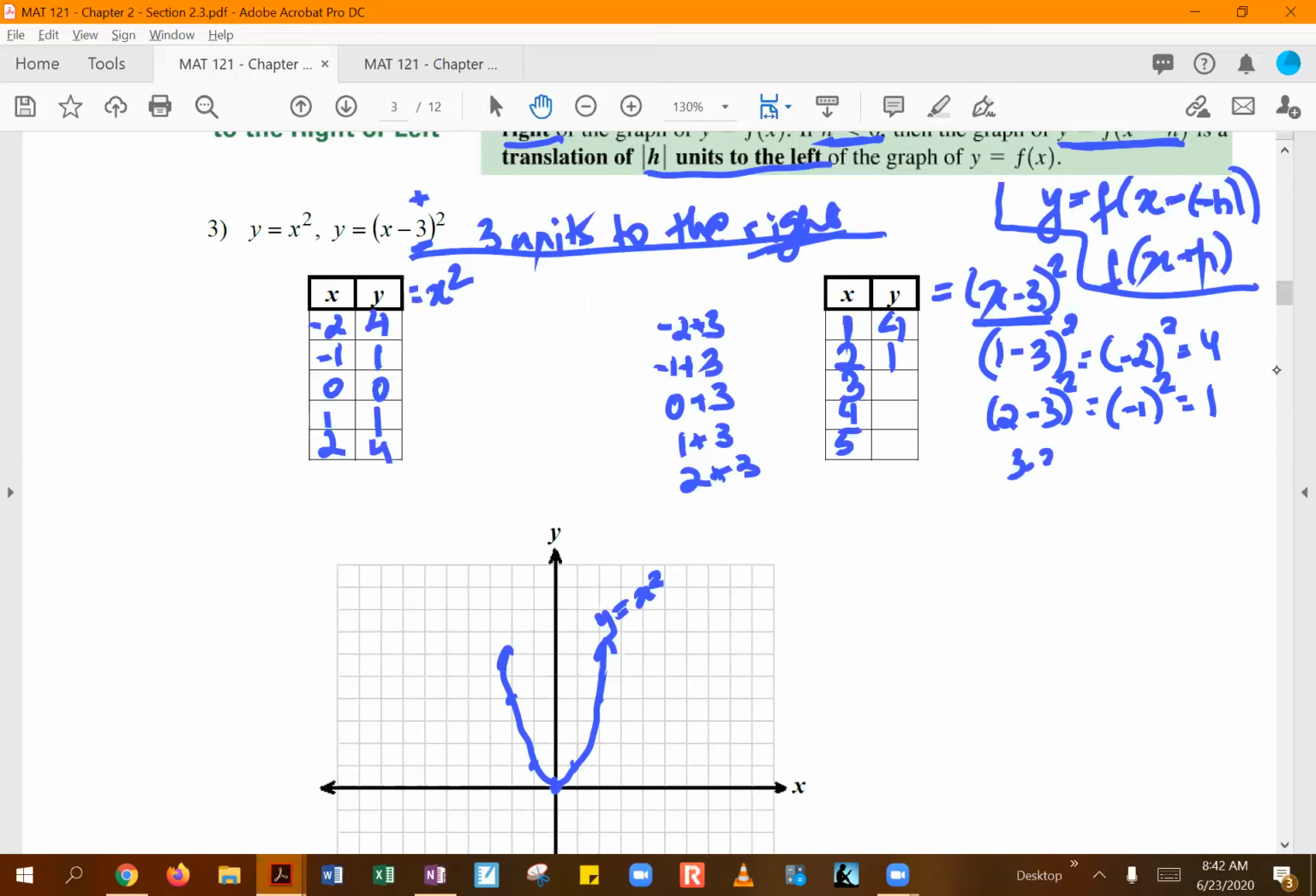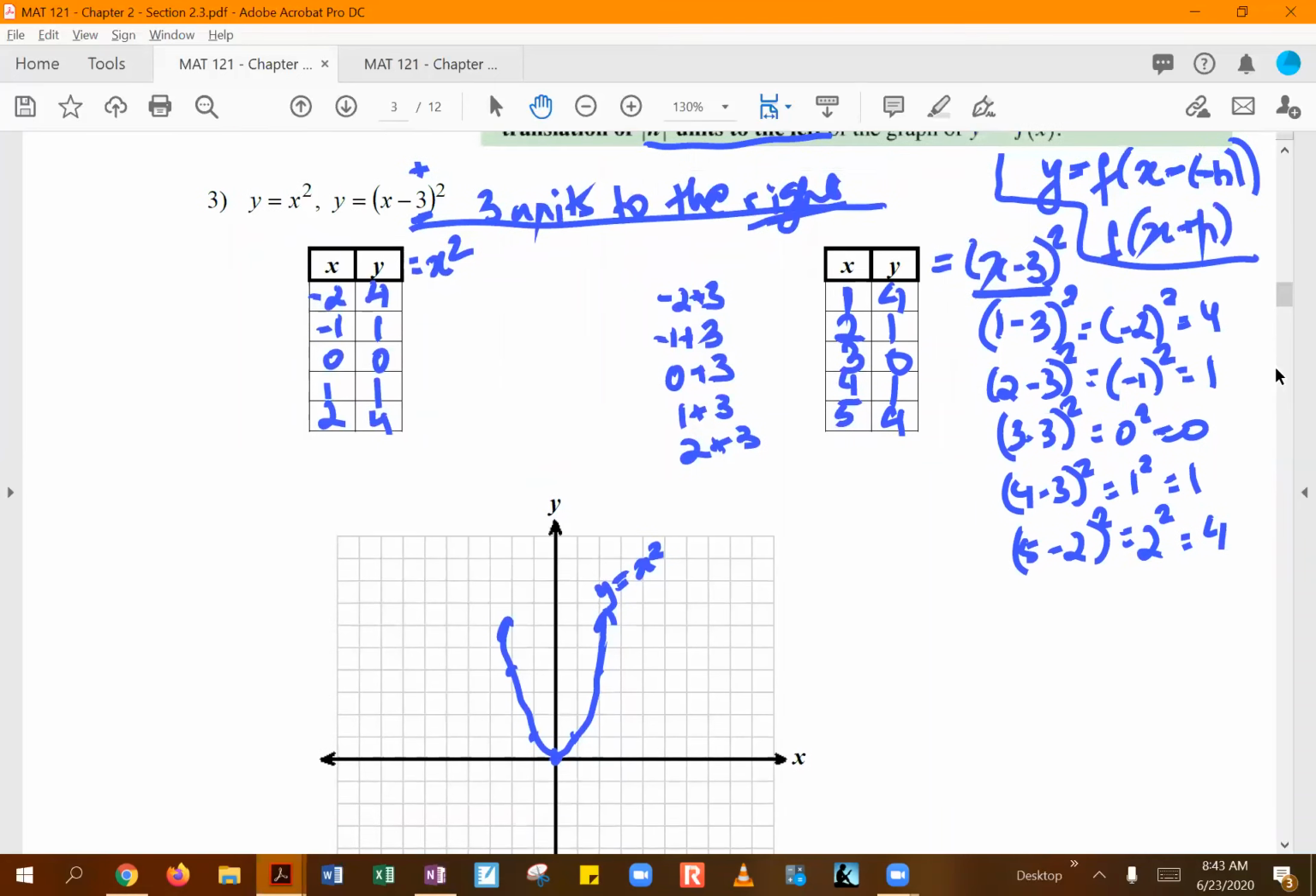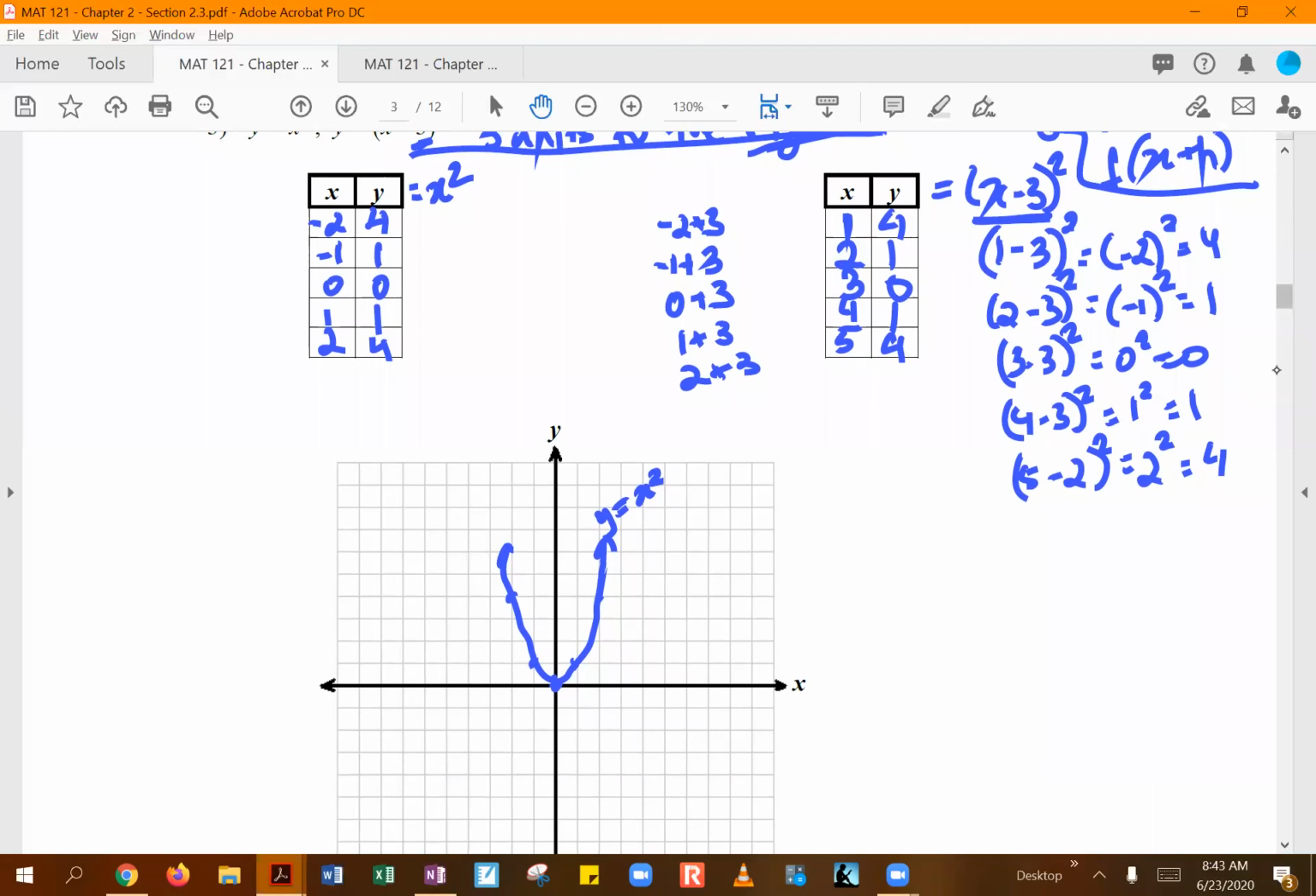3 minus 3 will, of course, give us 0. 0 squared, of course, will be 0. 4 minus 3 will be 1. 1 squared, of course, is 1. And as you can see, 5 minus 3 will be 2, and 2 squared will give us 4. So we knew our graph was moving 3 units to the right, so that's why we just took our x values and added 3 to them, and you got your new values for the second function.